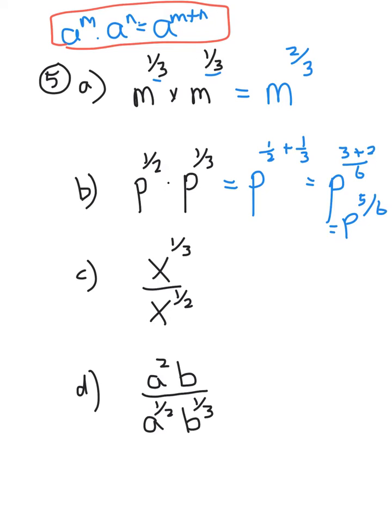Not for the faint-hearted. Here, same situation. We don't add the powers here, we subtract. So we get 1/3 minus 1/2. I've gone for the same denominator, 6 here again. 1/3 is 2 over 6, and 1/2 is 3 over 6, so it's 2 minus 3, which is negative 1/6. So it's x to the negative 1/6.